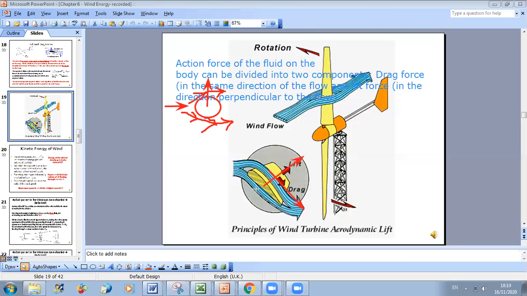The lift is important for us here because it is perpendicular to the blade of the turbine, so it will be able to cause rotation. However, the drag will not contribute to rotation because it's parallel to the blade.